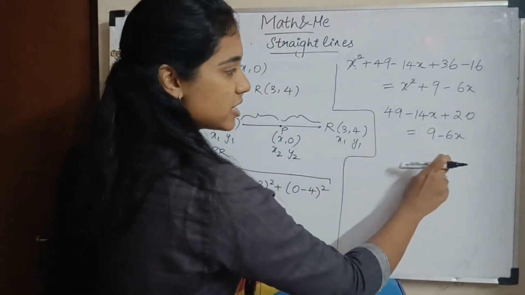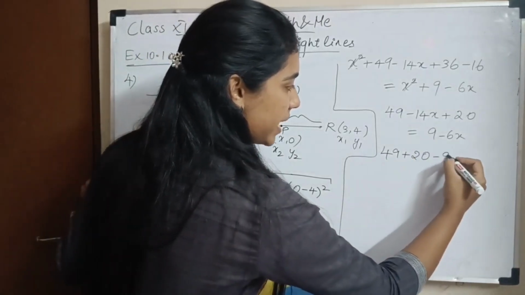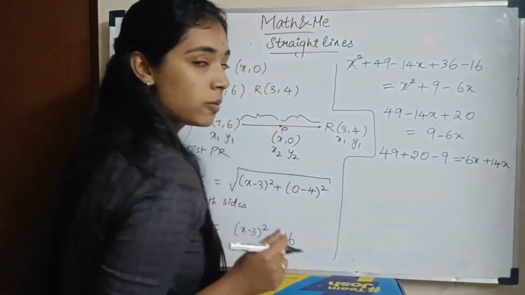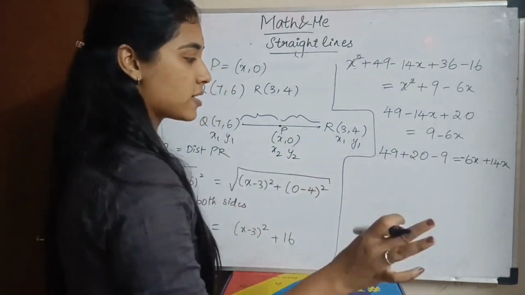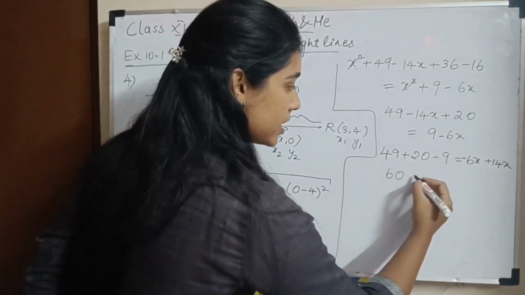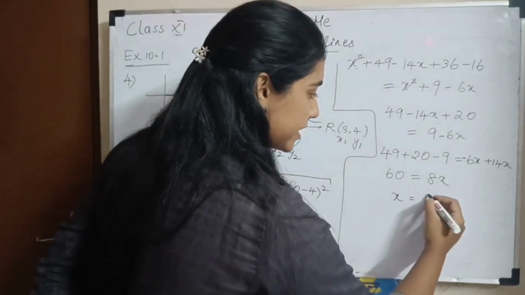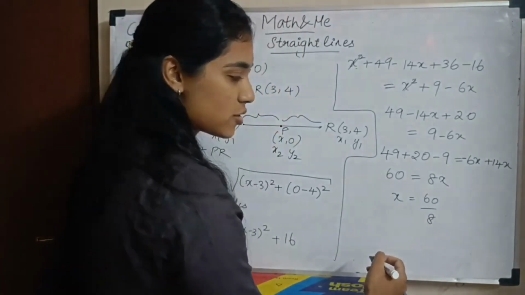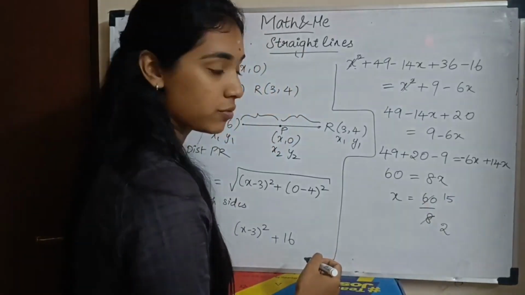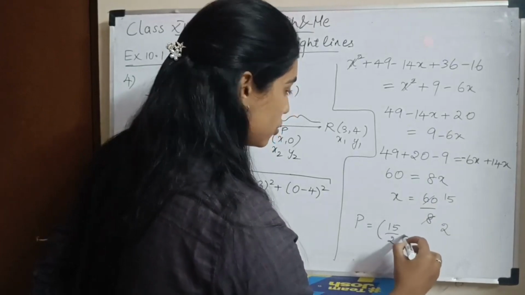I'm going to bring the 14x to the right hand side and 9 to the left hand side. So you have 49 plus 20 minus 9 equals minus 6x plus 14x. Don't mess up with the sign, it is very important. It changes your whole answer. So you have 49 plus 20, 69 minus 9, which is 60, equals 14x minus 6x, which is 8x. So x is equal to 60 by 8. This goes in the 4 table, so it's 15 by 2. So this is your x coordinate. So the point is (15 divided by 2, 0).